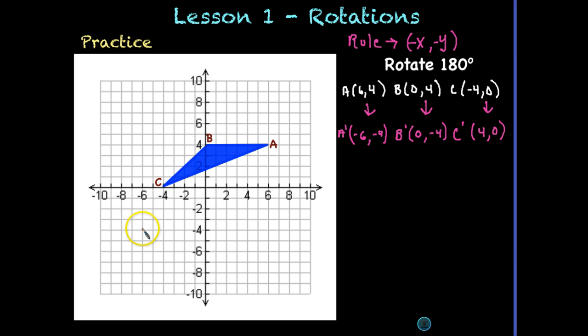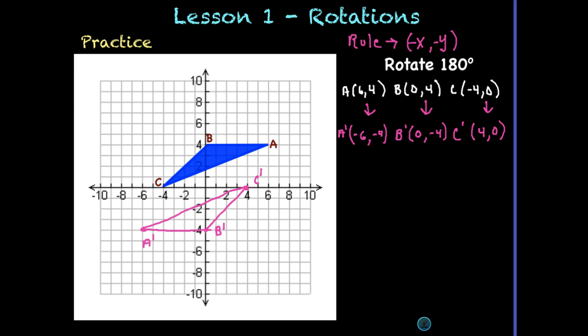So we can plot our points. Here's our a prime, our image. And then we have one at 0, -4, which is our b prime. And then we have one at 4, 0, which is our c prime. Again, all we have to do is connect our points to form our vertices, and now you can see where this triangle has been rotated 180 degrees about the origin.